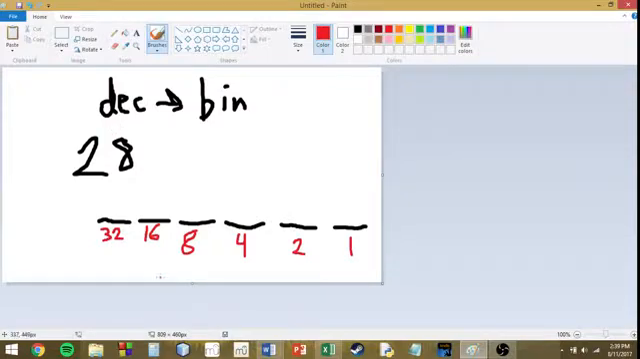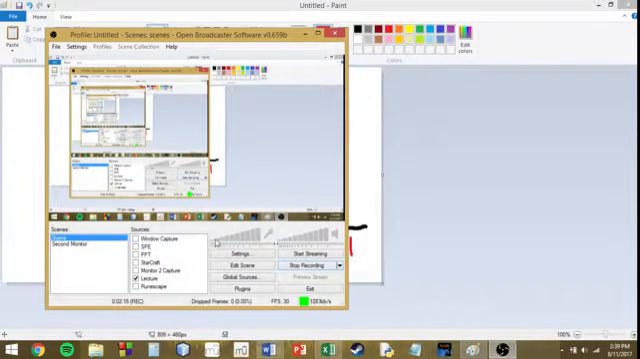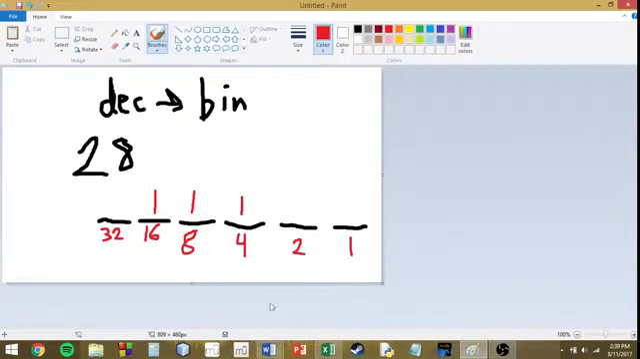Now, the biggest of these numbers in red that fits into it, like we said, is 16. So I'm going to go ahead and say 16 fits into 28. Now, to make the rest of the 28, we'll need an 8 and a 4. And so, we put the 16, the 8, and the 4 together, add them all up, and we get 28, right?